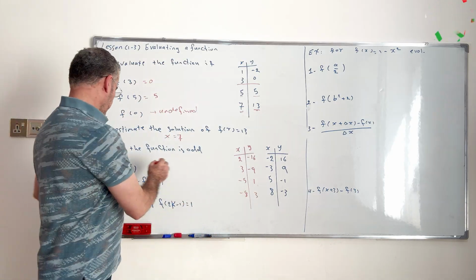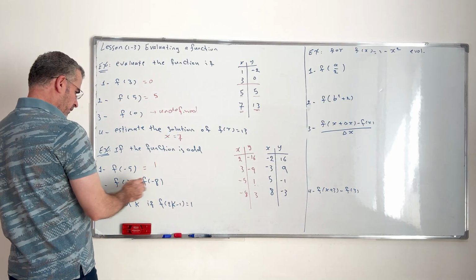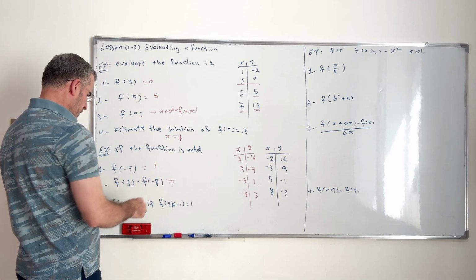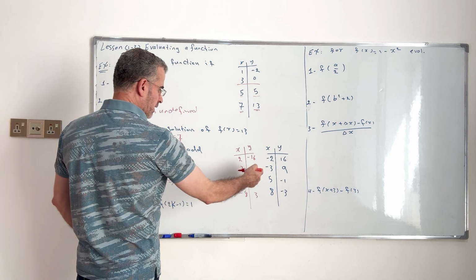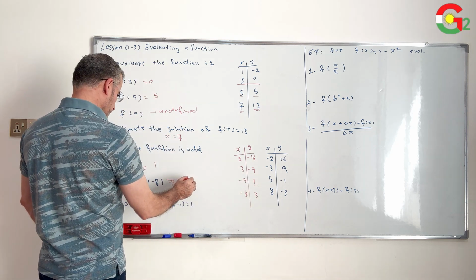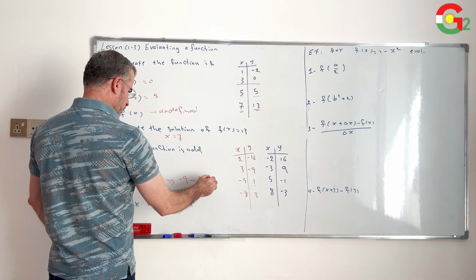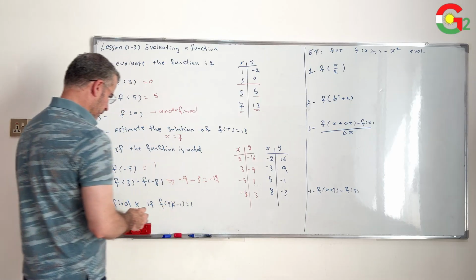f of -5, it is 1. f of 3 minus f of -8, f of 3 is -9, minus f of -8 is 3, it is equal to -12.